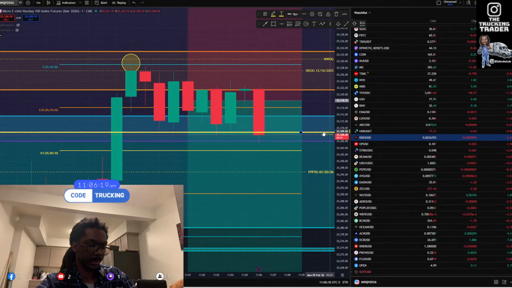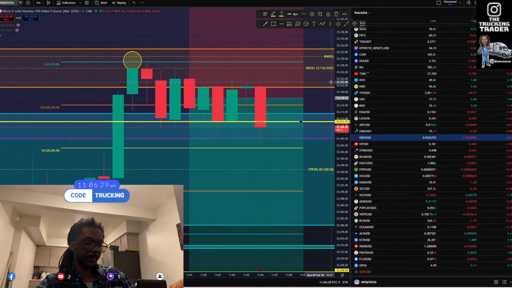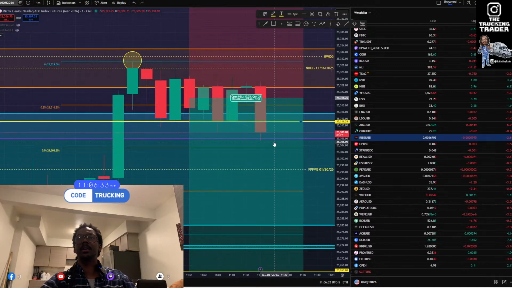If it goes a little bit lower, I don't want to get stopped out too early. So I'm going to confirm that right there. I might get stopped out right here. My stop loss is literally right here, you guys. So I may get stopped out. Just got stopped out right there.